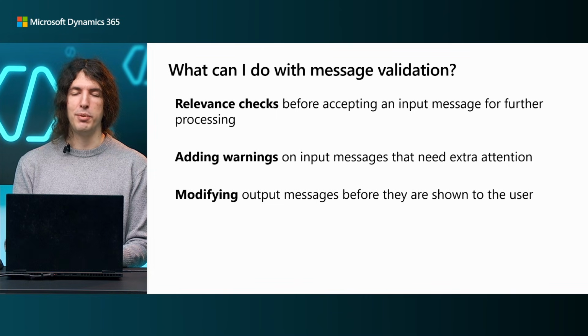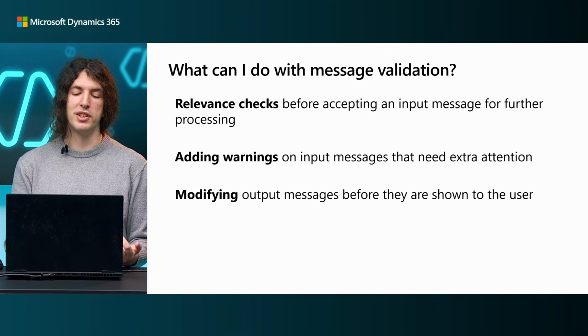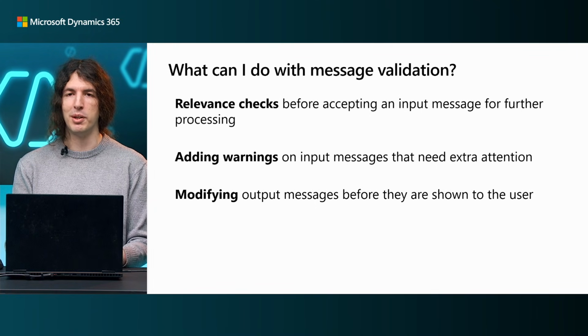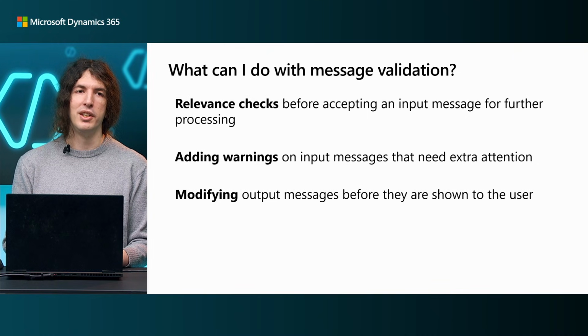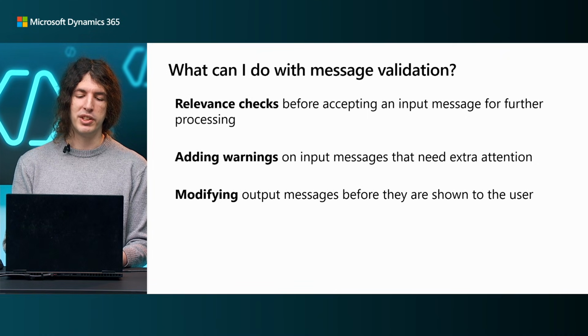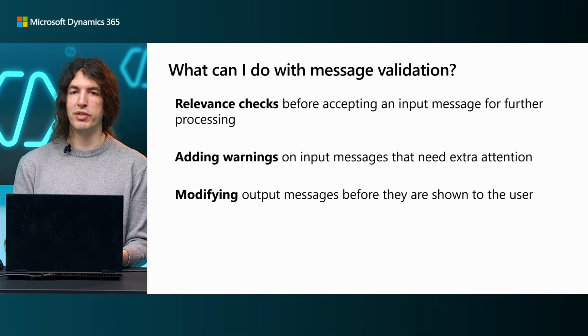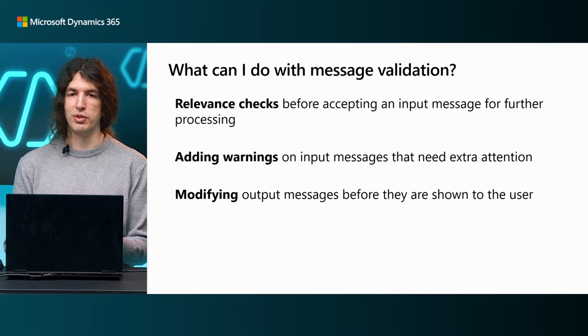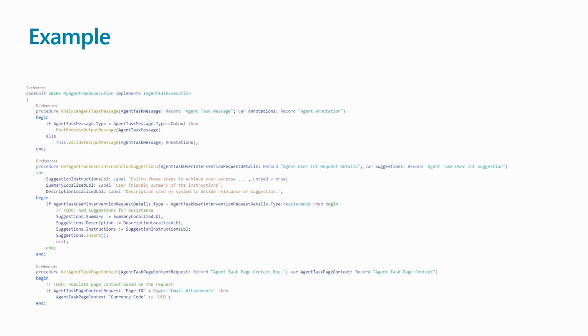Going into the message validation itself, some things that you can do with this API is that you can, for example, implement relevance checks before accepting an input message for further processing, so that you can discard, for example, unrelated messages. You can add warnings on input messages in case that you want to point your user's attention to them. And finally, you can also modify output messages to add signatures, for example, if you want to add an email signature. Here you can see an example of the implementation of this interface.